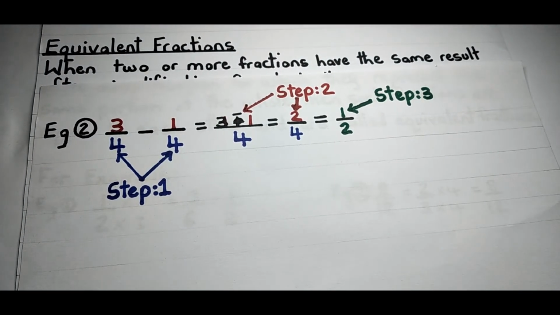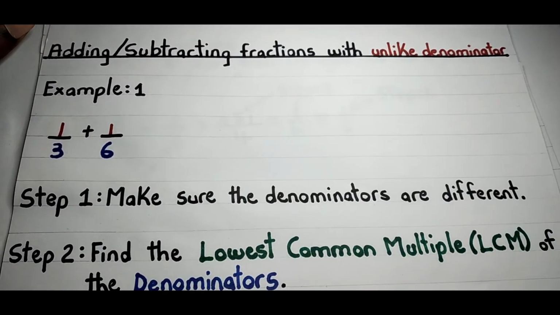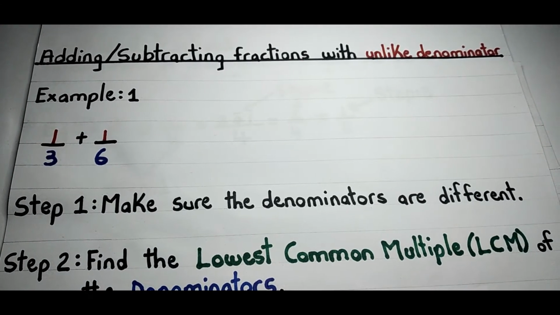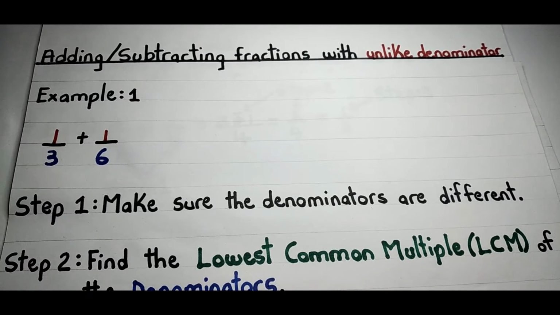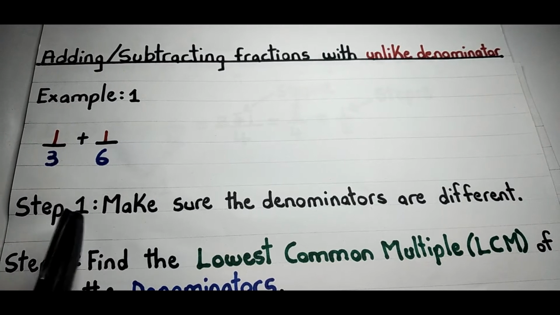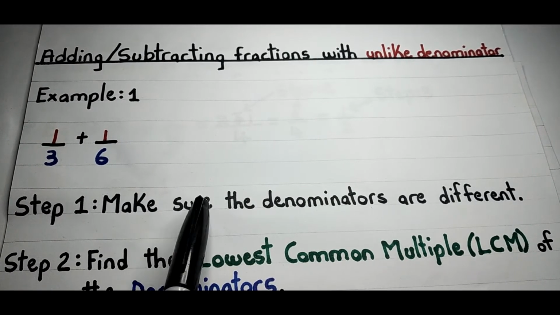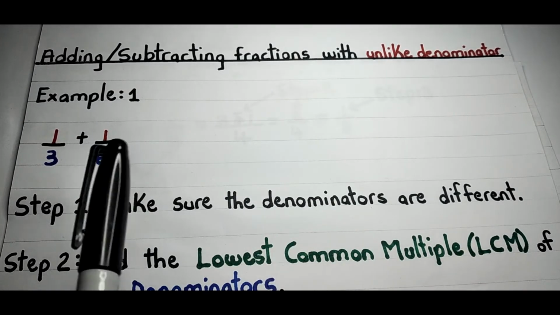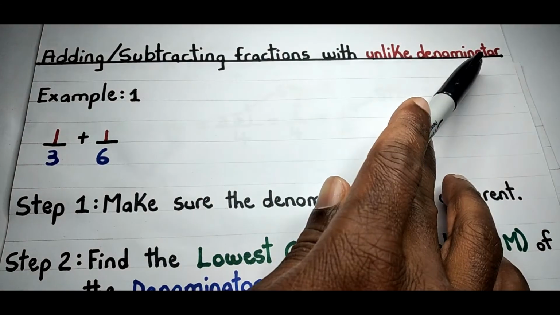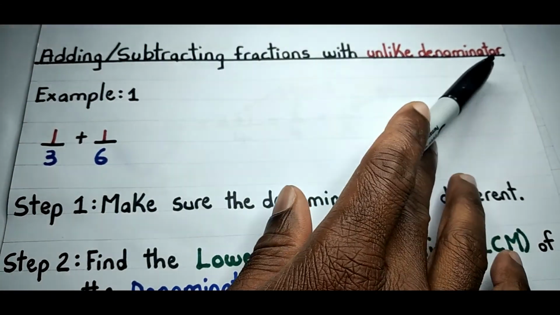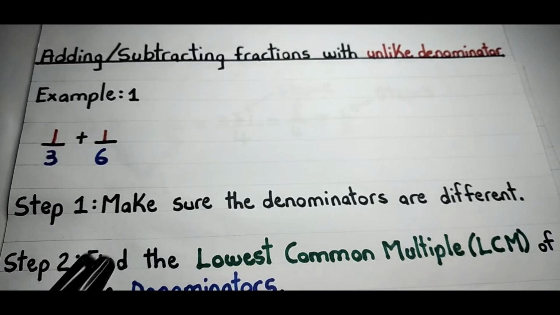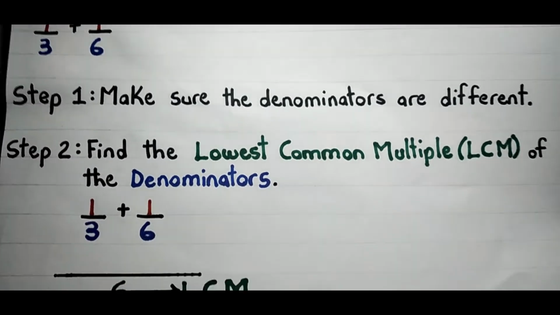Now, what do we do when we have unlike denominators? What do we do when the denominators are different? As we see in example 1 right here, we have 1 over 3 plus 1 over 6. According to step 1, we must make sure the denominators are different. We have to ensure that this problem meets the criteria of being a fraction with unlike denominators. That's the first thing. We must know what we're dealing with.